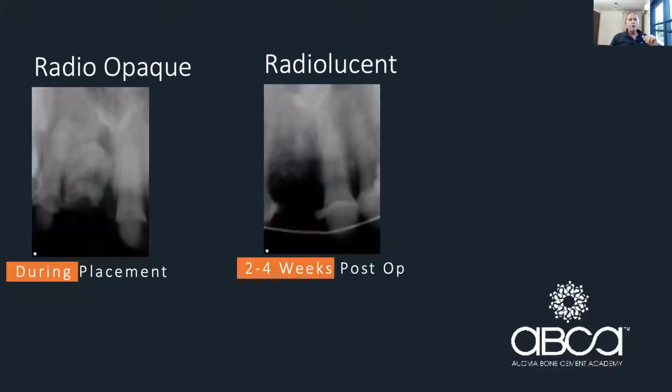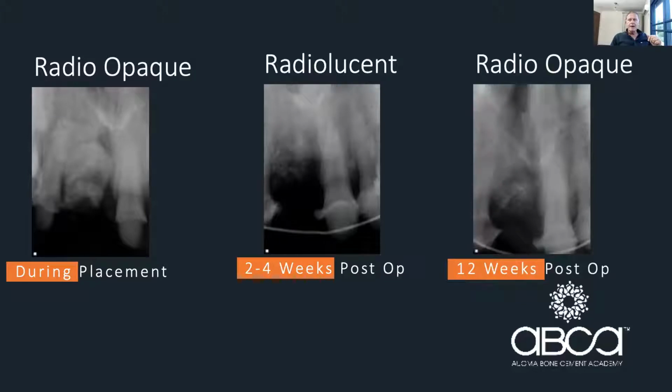So first day, when we place it, it looks radio-opaque. 2-4 weeks later, we might think that we lost the material. Everything starts to become radiolucent, okay? But actually the material didn't disappear. This is the time that the osteoid is formed before its calcification. And in 3 months, we can see that the bone is there again. Now it's much more radio-opaque, but again, it's a young bone.